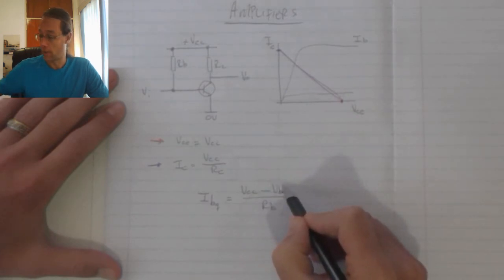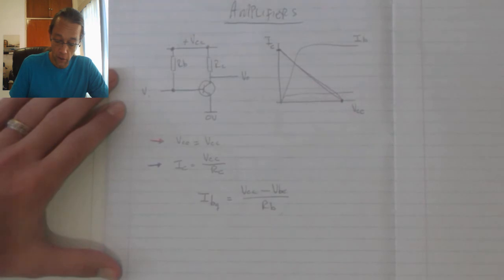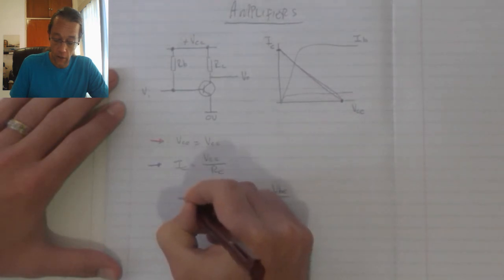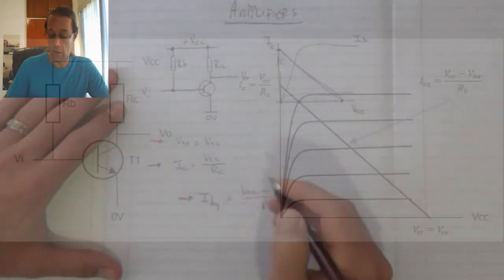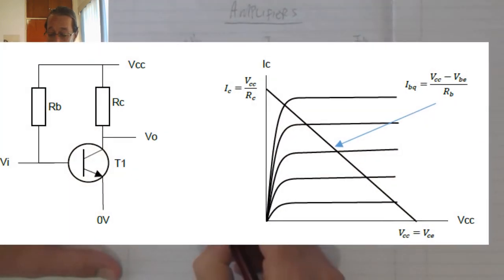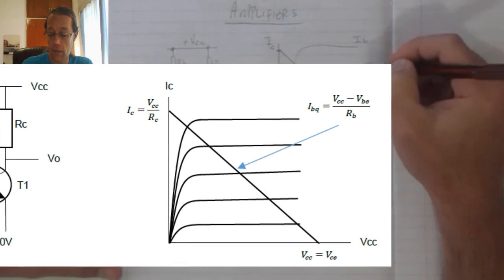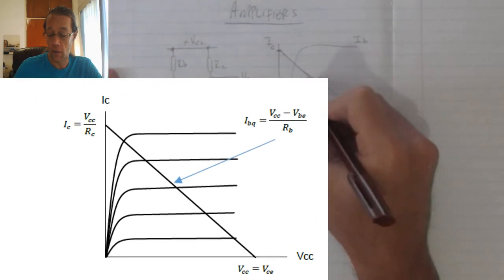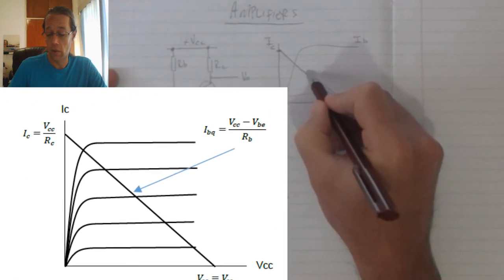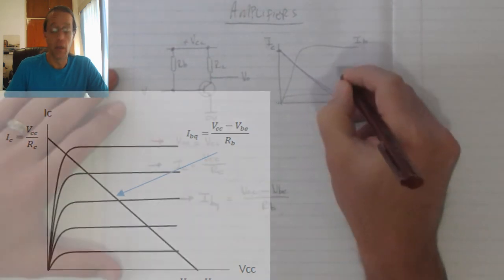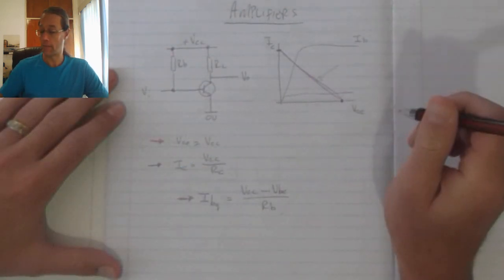Now the Q point, if we were to indicate it on the load line, with our value over here, we would find the corresponding value for the base current, and where that base current graph meets the load line, that is where we would indicate our Q point, somewhere on that line.